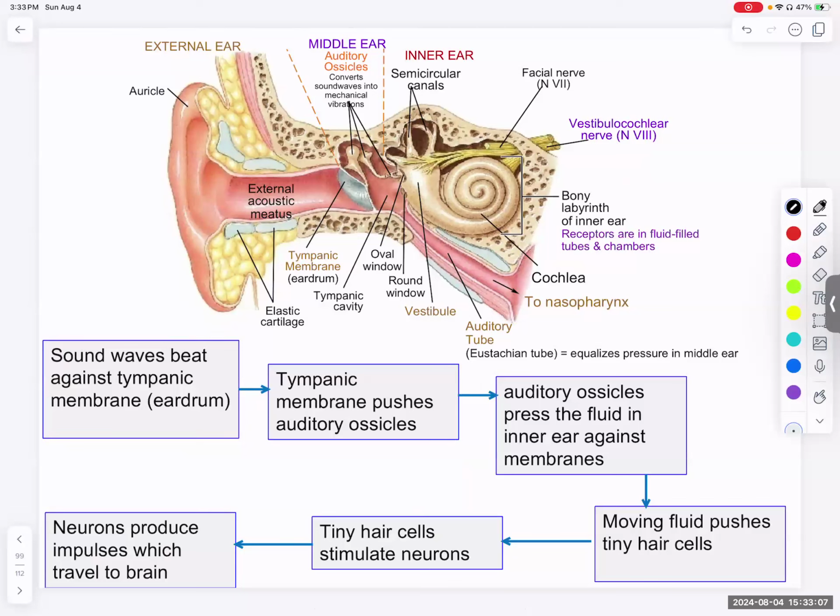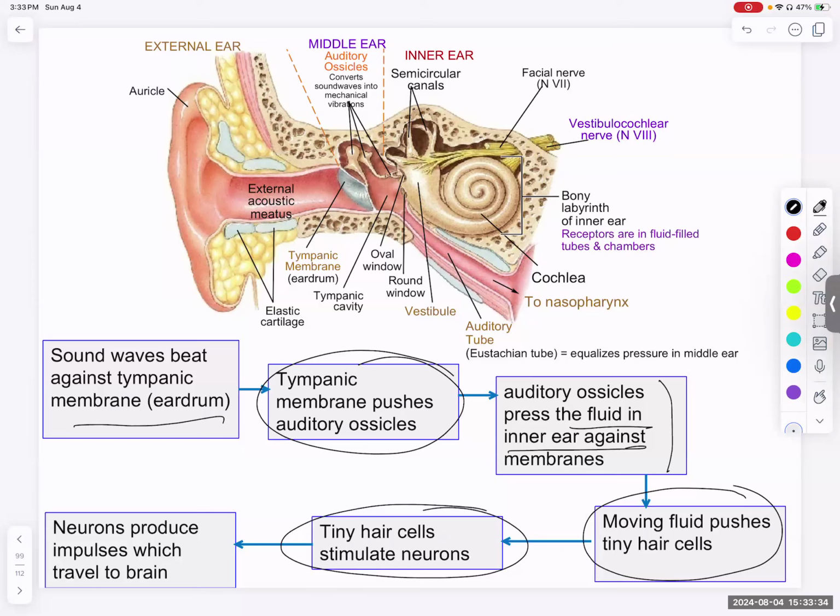So sound transduction: sound waves beat the tympanic membrane. Tympanic membrane starts to vibrate and vibrates the auditory ossicles. Auditory ossicles then send that vibration into the oval window, into the cochlea, and are going to move fluid. That is perilymph fluid. As the fluid pushes down on the vestibular membrane, it's going to push the tectorial membrane, then the tiny hairs. They're going to mechanically open up. When they're bent, potassium comes in and ultimately generates an action potential.